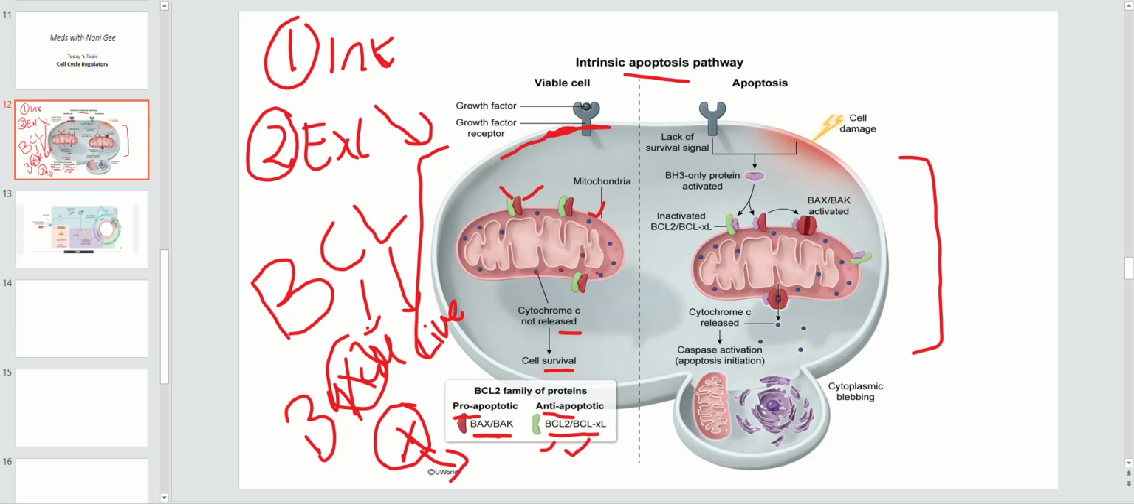That is one thing. Now the other pathway: coming toward how apoptosis is happening.